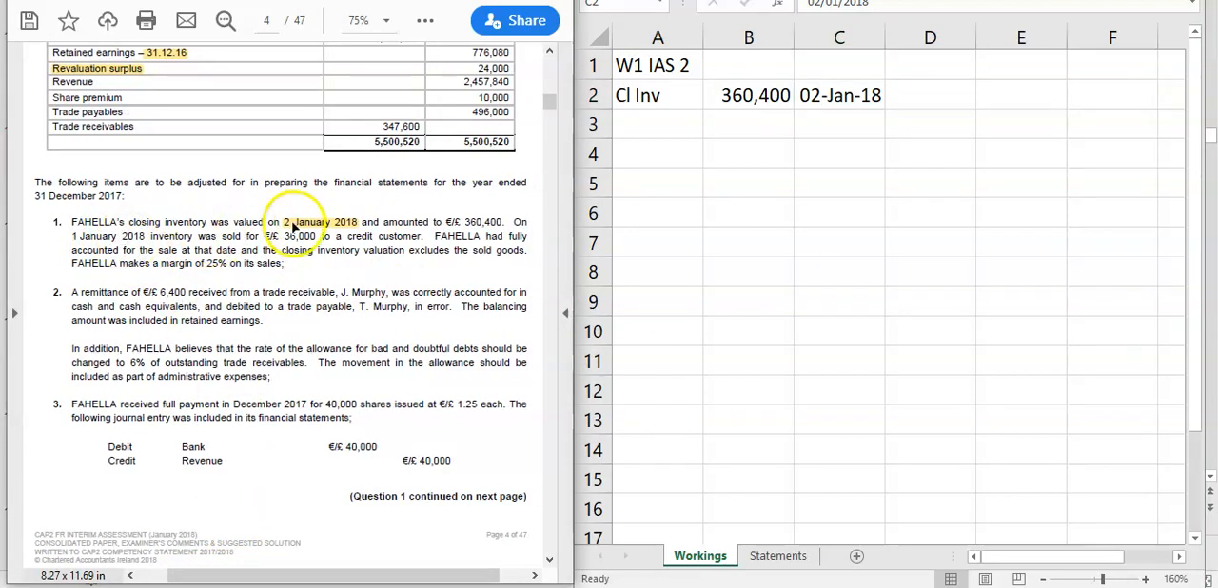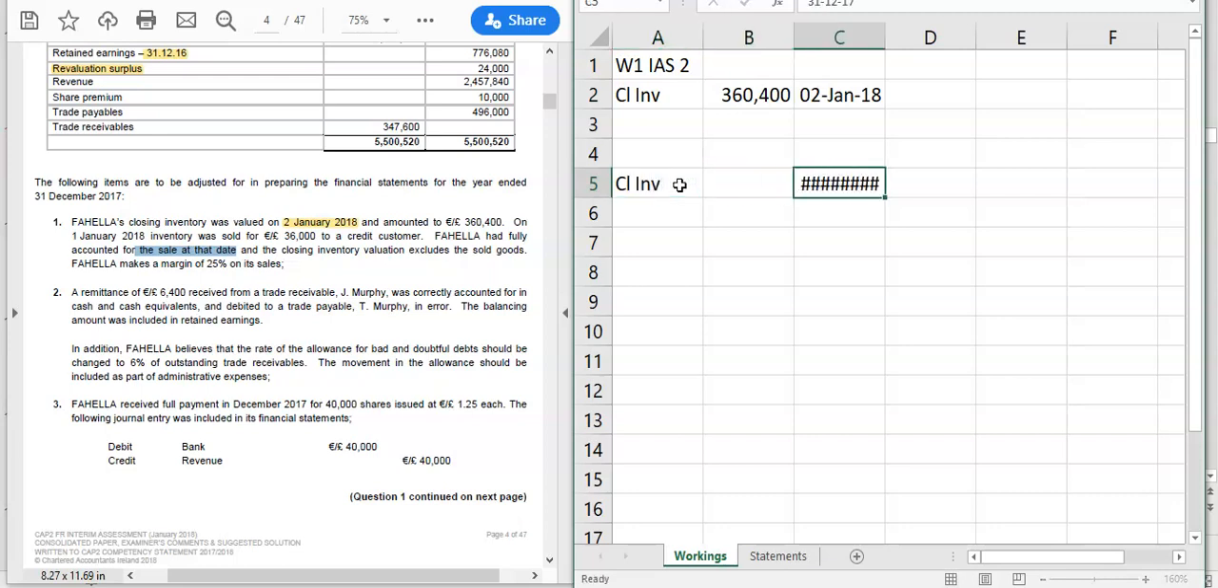Between that date and the year end, you sold 36,000 worth of sales to a credit customer, fully accounted for the sale at that date. That means the sale is fine. It should have been in next year's accounts. And the closing inventory at the 2nd of January excluded it, which is correct. But we know then, well, if we made that sale after the year end, that means I can reconcile it back to closing inventory at the 31st of the 12th, 2017.